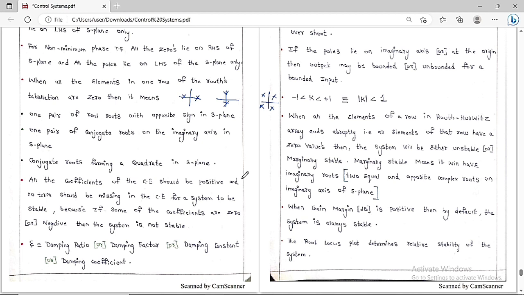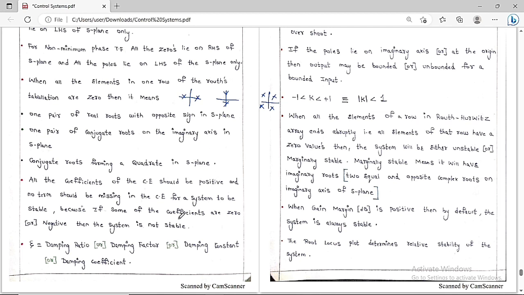Whenever you take a characteristic equation, if there is any missing term or any sign change, by default we can say it is an unstable system. But if there is no sign change and no term missing, then we have to do further analysis in order to comment on the stability. So this point always you have to keep in mind.